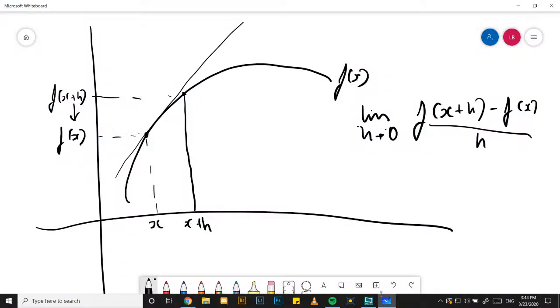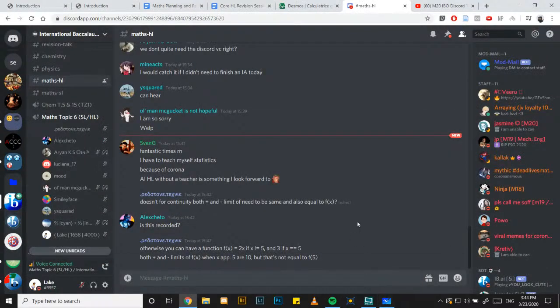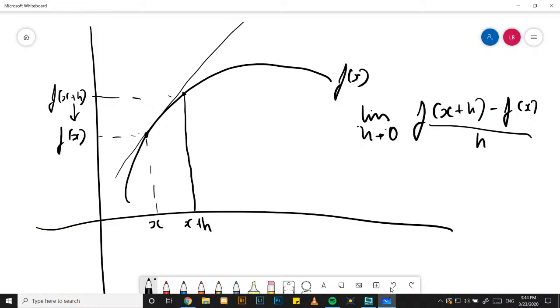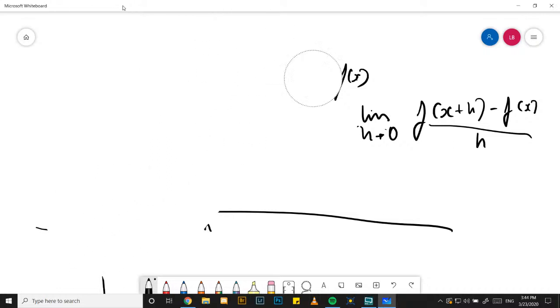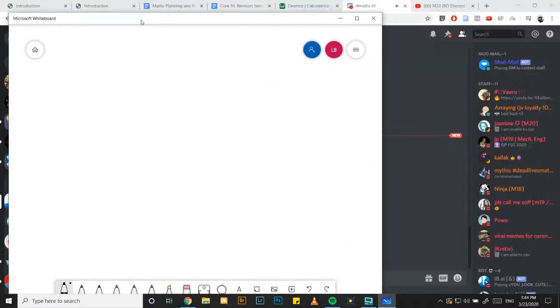When you're looking at the limit definitions of a function, if you want to check for continuity, you need to check that the limit from the left direction is equal to the limit from the right direction, and it's also equal to the function itself. So let me just explain what he said over there. What that means is this.